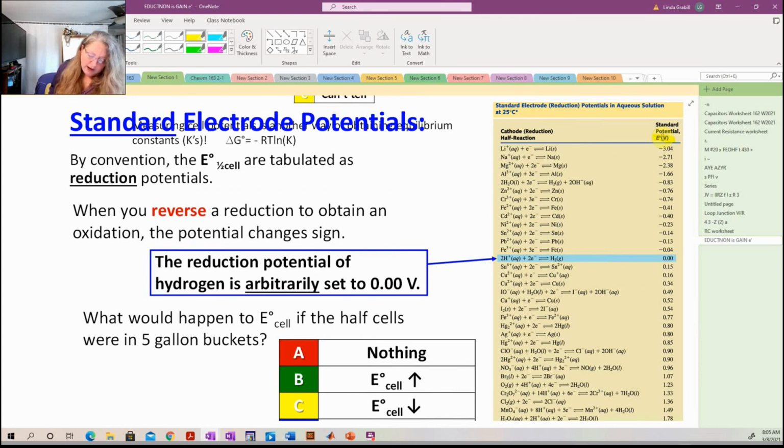So what happens to this if I put in, I don't know, my E cell is like 5-gallon buckets? Do you think it's going to go up, down, or nothing?